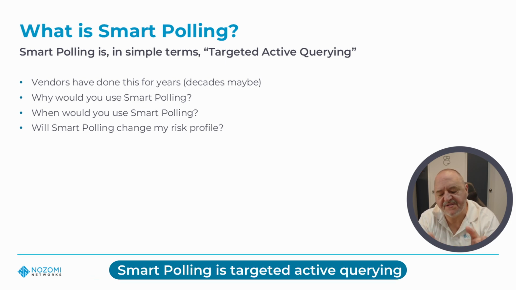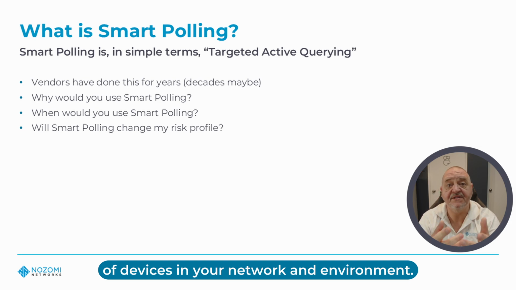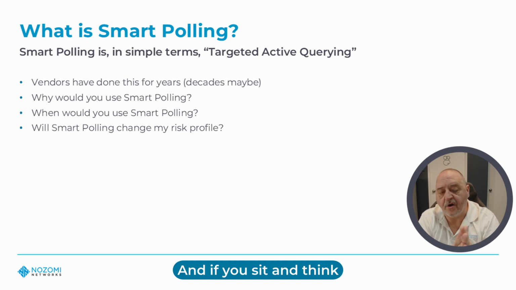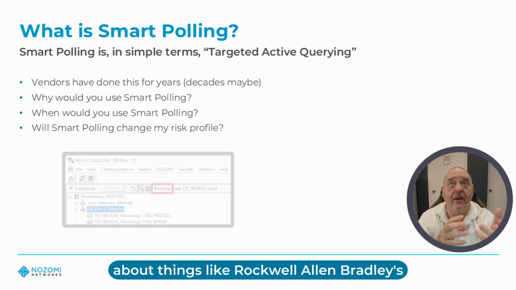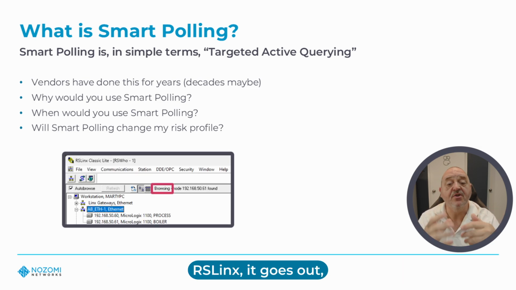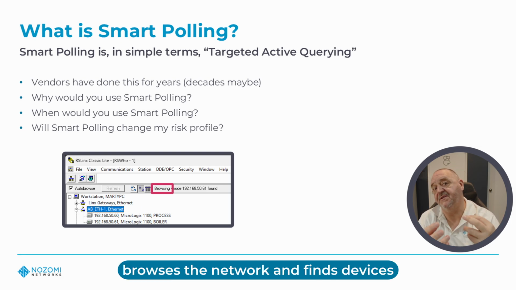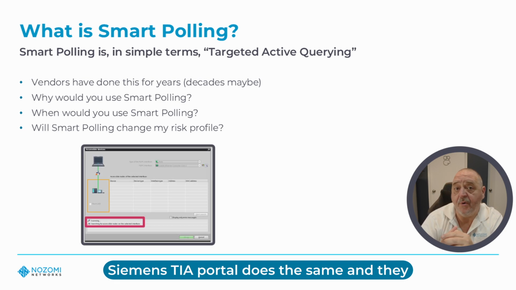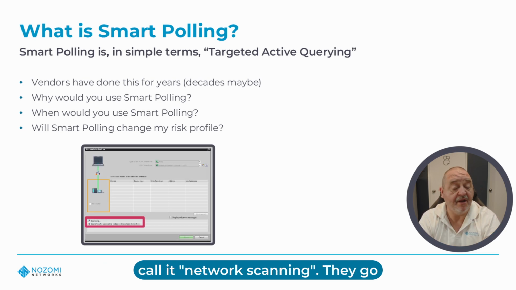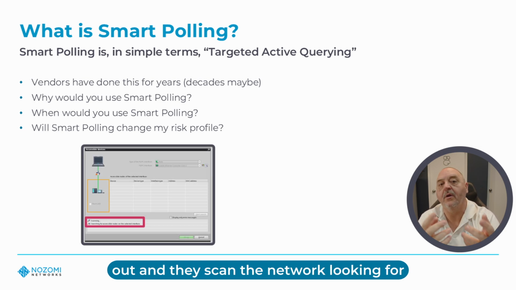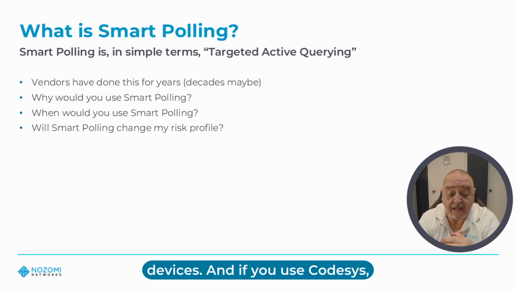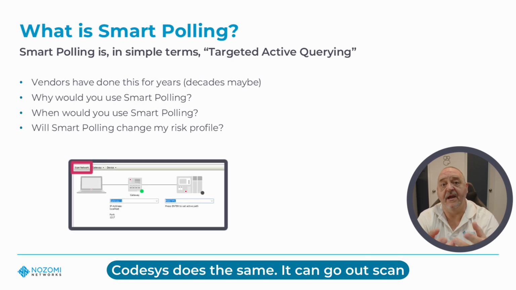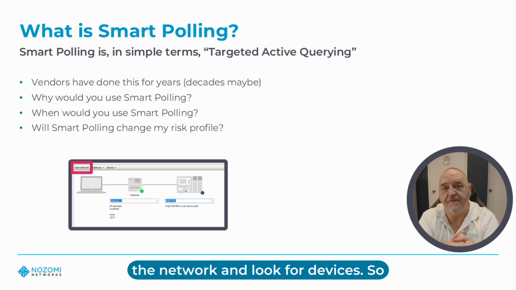Well, in simple terms, smart polling is targeted active querying of devices in your network and environment. If you think about things like Rockwell Allen Bradley's RSLinx, it goes out, browses the network and finds devices that it can communicate with. Siemens TIA Portal does the same, and they call it network scanning. They go out and scan the network looking for devices. CodeSys does the same. It can go out, scan the network and look for devices.